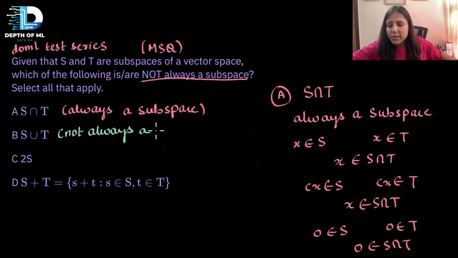When will this be a subspace? This will be a subspace when one of them is a superset of the other set. Okay, so this is right now correct.